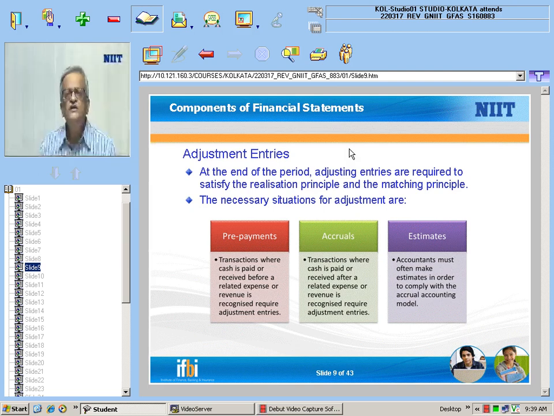So these are the three important items which are to be taken into account before the final balance sheet is prepared. Prepayment, that is deferral, accrual, and all estimates. All these have to be taken into account, and all these three together are called adjustment entry.